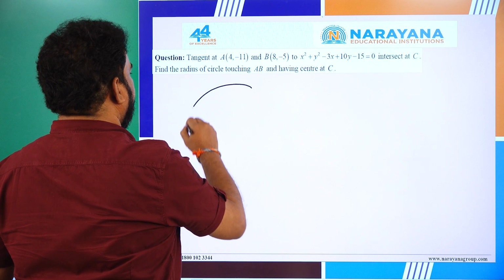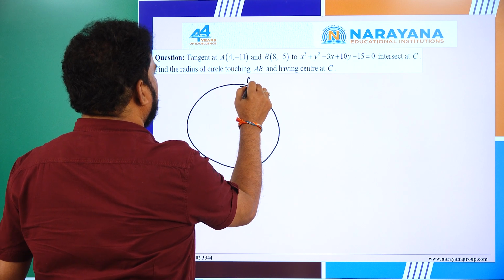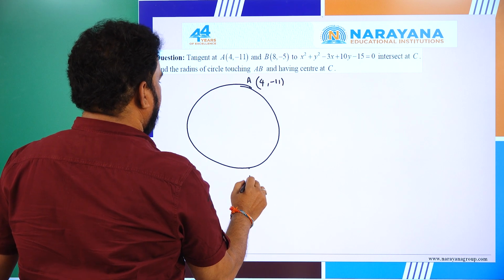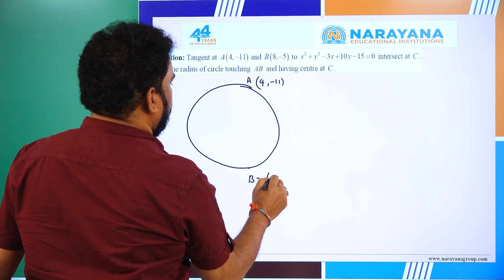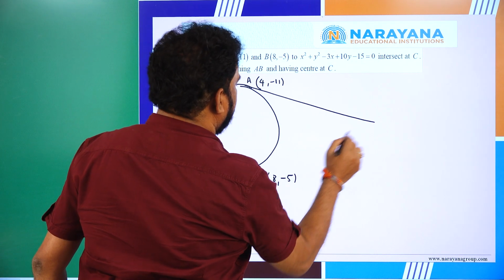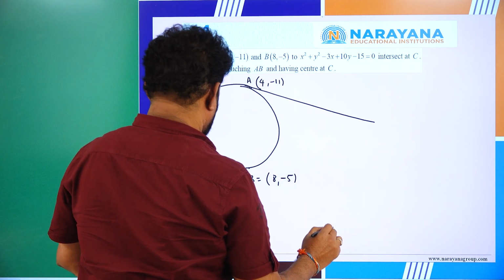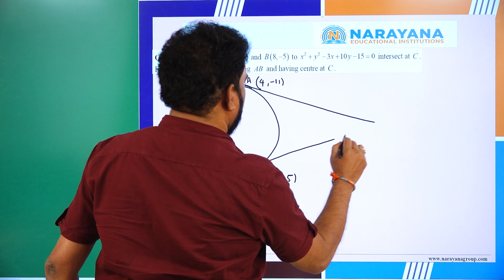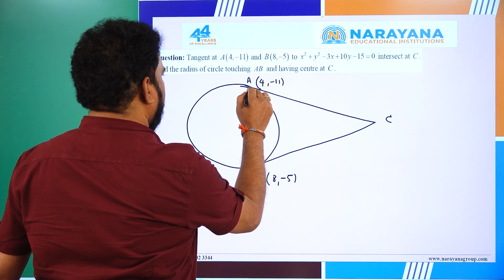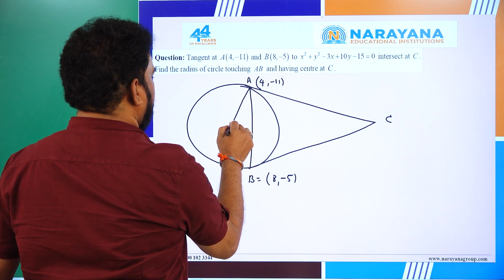This is the given circle. Two points were given. The point A is (4, -11) and the point B is (8, -5). Two tangents were drawn at these points, and they intersect at C. This is the chord AB, this is the center of the circle, and this is the radius.